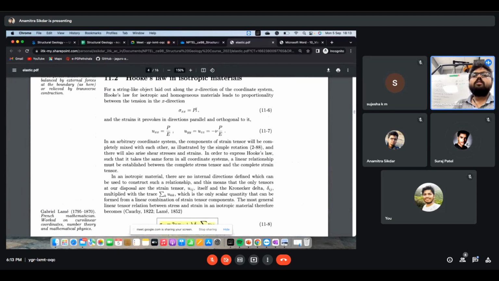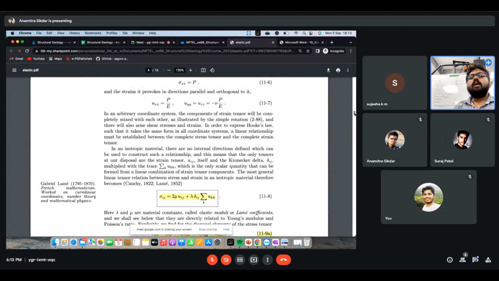So for a homogeneous condition, sigma xx will be equal to some force, say for example P, or maybe it can be equated with pressure. So sigma xx is replaced by P. As we have seen earlier, mu xx is basically sigma xx over E, and using the Poisson's ratio, we can get these two relations, right? Is it okay until now? Yes, sir.